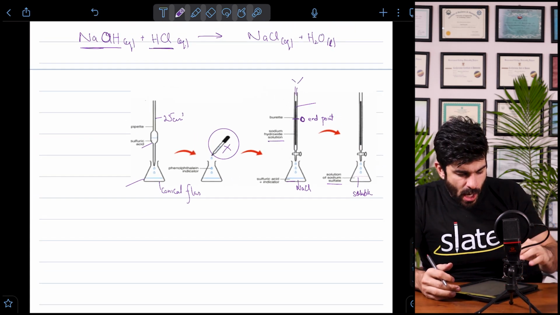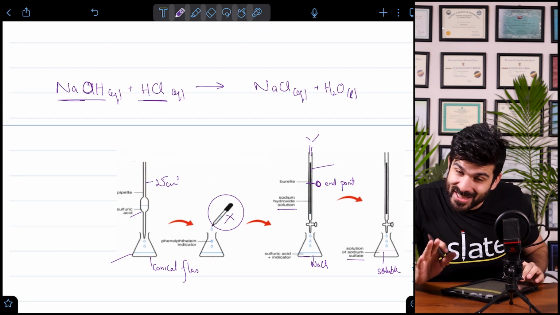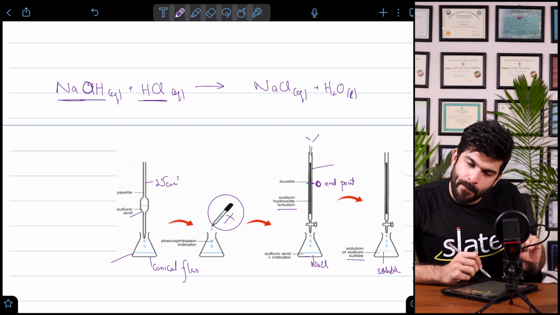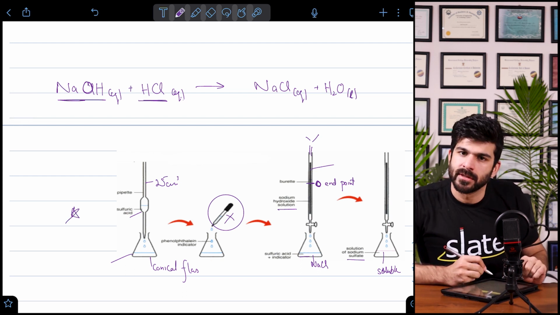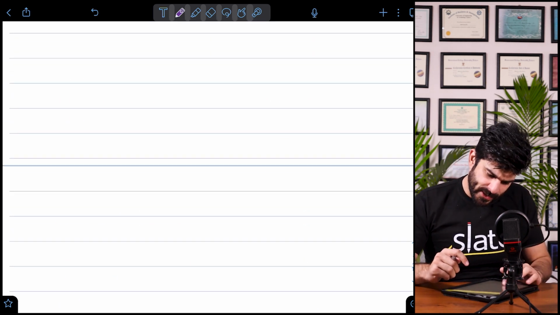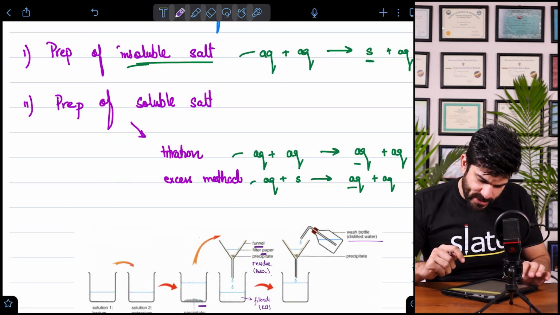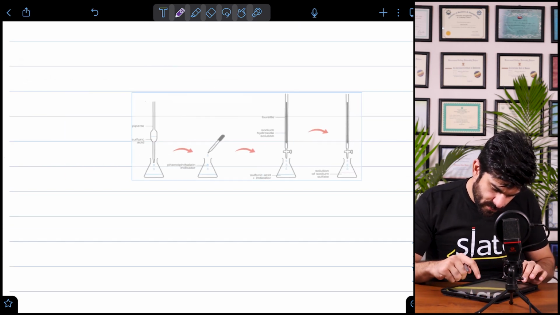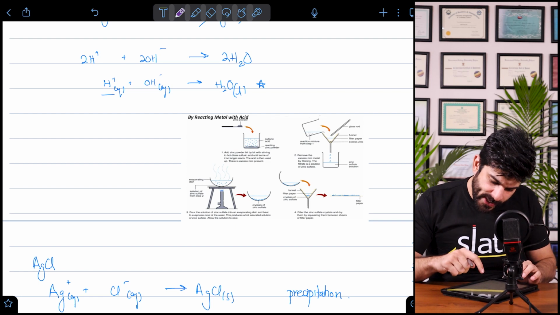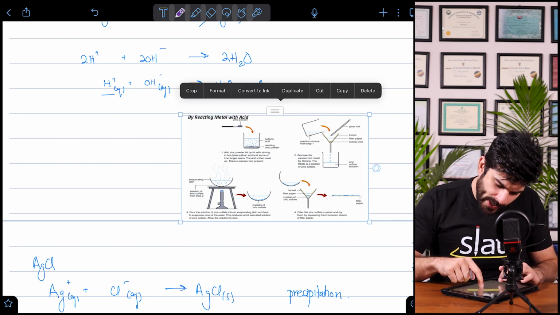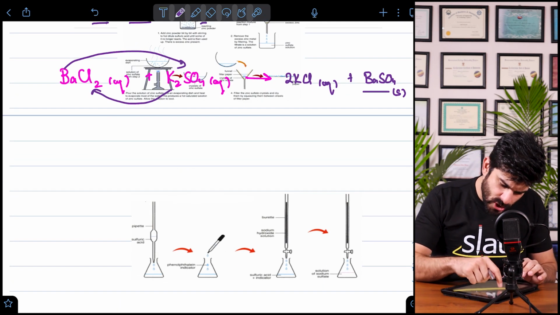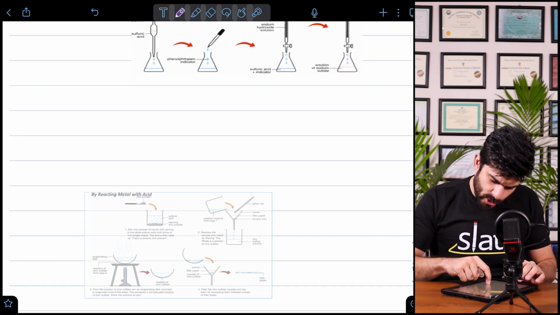But remember, whenever it's an important 6 mark P4 question, whenever they're both soluble, they're both aqueous, we use the titration method. Lastly, the excess method. What do we remember about the excess method? For the excess method, remember, one of the reactants needs to be solid. So that's what we're going to do.